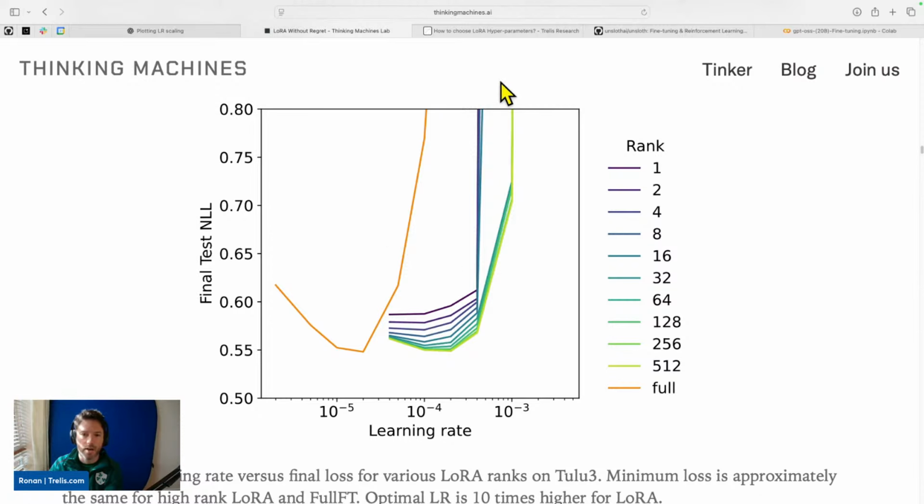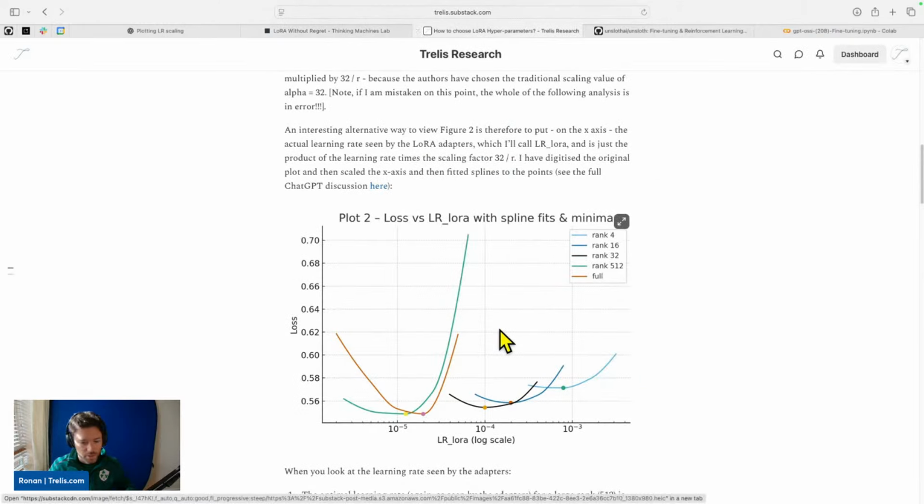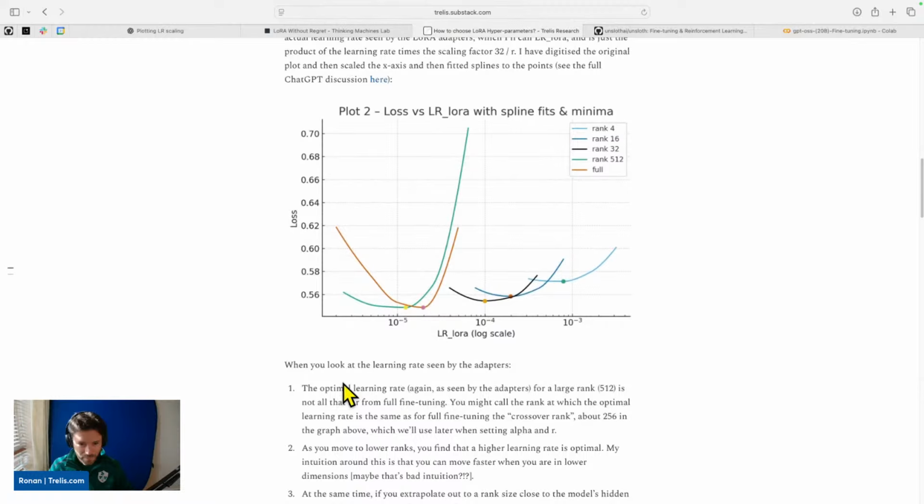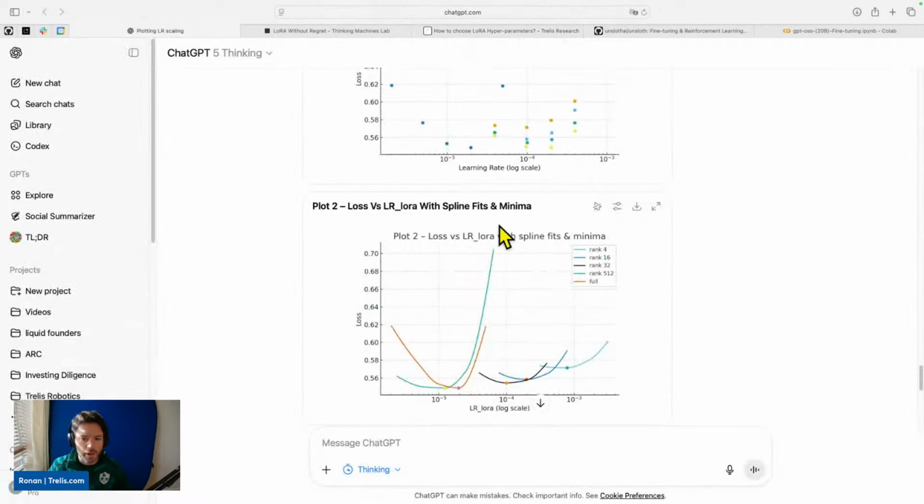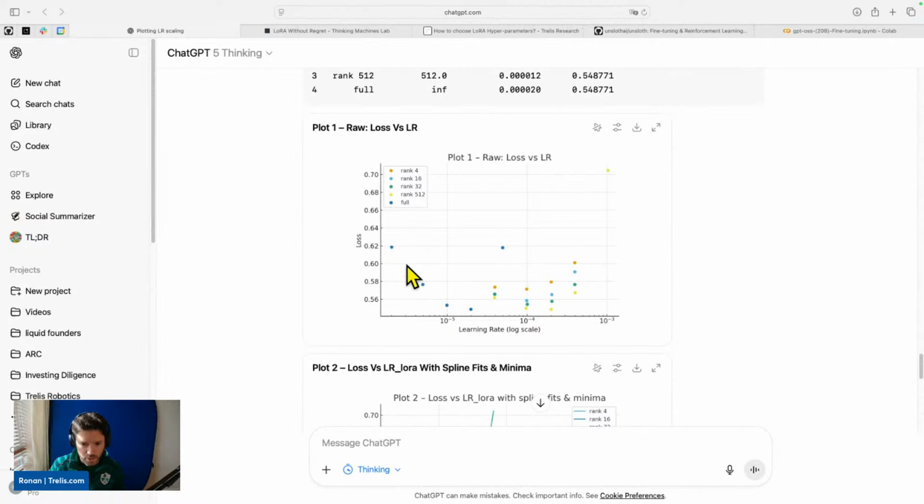And so I took this graph here and I digitized it. I used a plot digitizer. I had to manually take the points. And first of all, I just replotted it. This is my digitized version here. You can see it matches. Here's the full fine tuning. And here are 4 different ranks that I pulled out: 4, 16, 32, and 512. And this is the exact same curve.